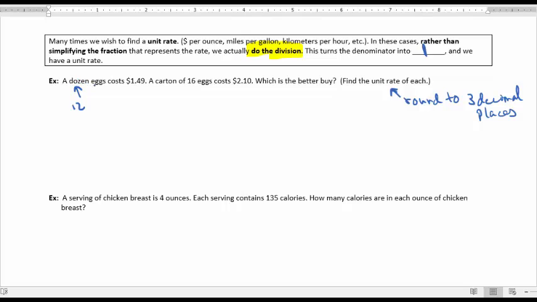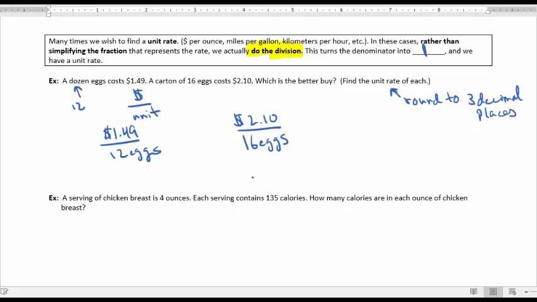So if you're doing a dozen eggs costs $1.49, and remember, whenever you're doing unit price, it's always going to be dollars per unit. So the dollars always goes on top. So in this case, you're doing $1.49 over 12 eggs. And with this one, you're doing $2.10 over 16 eggs. So again, if you just see it like this, you don't know what's the better buy, right?